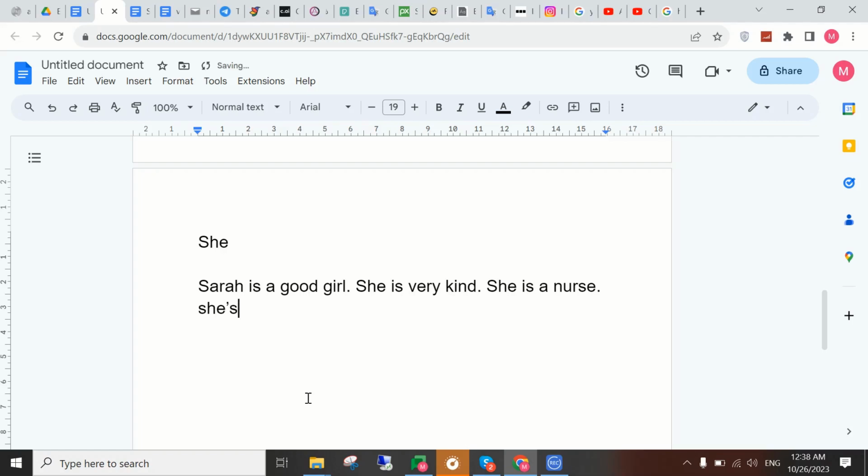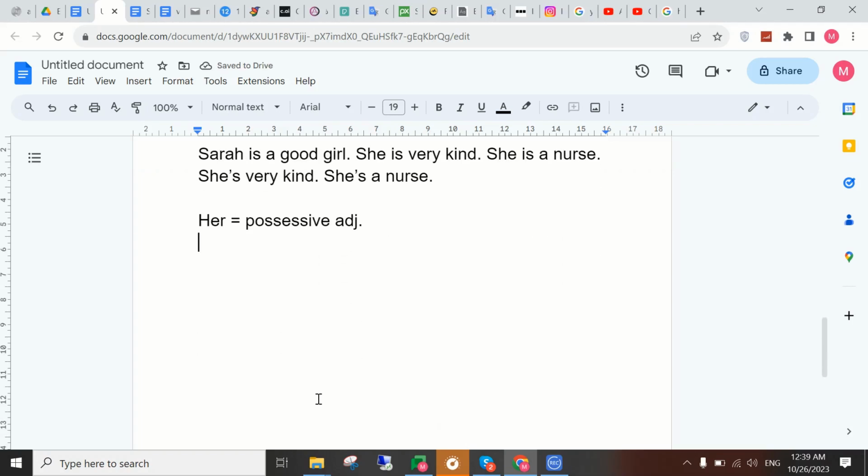So as I think you just noticed, every time I use the short form. Instead of saying she is very kind, I make it shorter and I say she's very kind. I use apostrophe S, which is the short form for the verb to be. The verb is. She's a nurse, right? But what about her? Her, again, is the possessive adjective for girls or for women.